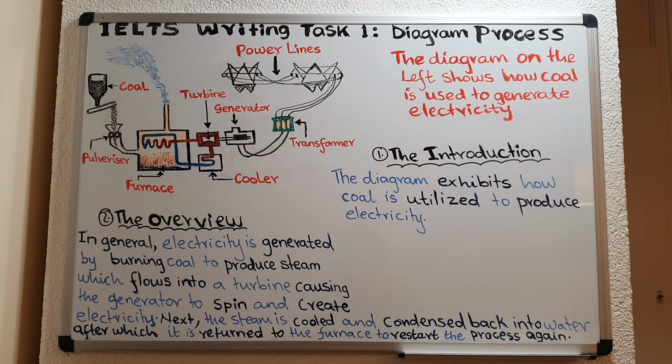So these words that I have put in bold for you, that I have put in black, are extremely important for you to be able to describe this process correctly, okay? So take note of that. And in the introduction, we have the vocabulary exhibits, which I said it means to show. And we have the word utilized, how coal is utilized, how coal is used. Utilized simply means used. And to produce it means to generate.